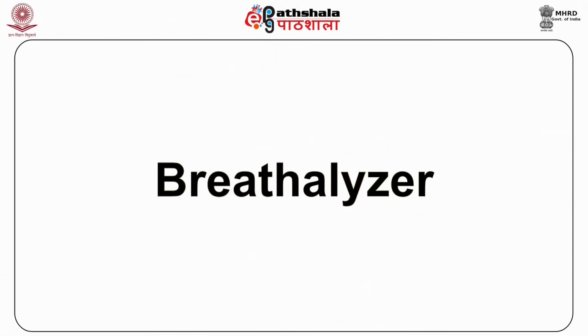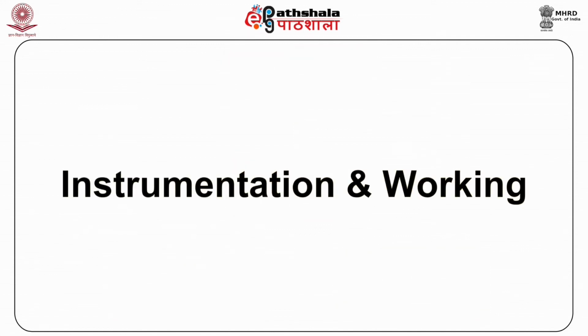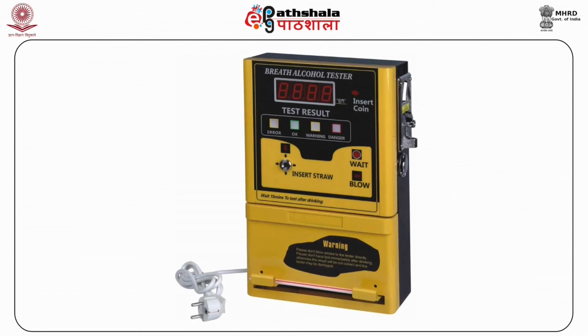First, we move on to breathalyzer. The device contains a sample collection system. Next, a reaction mixture contained in two glass vials. And third, a detector to measure the change in color of the reaction mixture as a result of the chemical reaction. Instrumentation and working. Breathalyzer is a device for collecting and measuring the alcohol content of alveolar air.